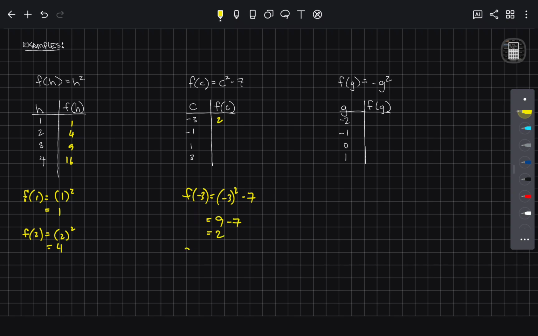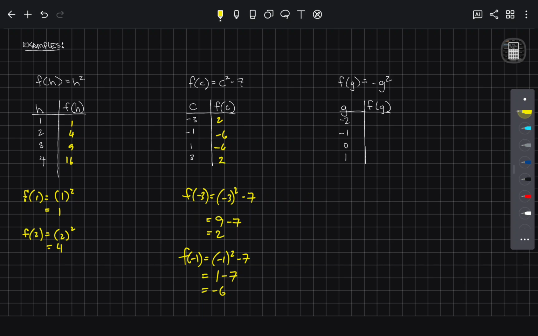Cool. Function of -1 equals (-1) squared minus 7. -1 times -1 is 1. Minus 7 give you -6. So just to go through this, just mentally instead of writing it. Well, 1 squared is 1, minus 7 is -6. 3 squared is 9, minus 7 is 2.